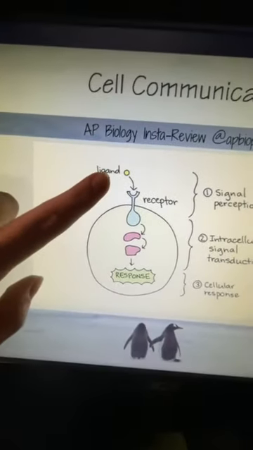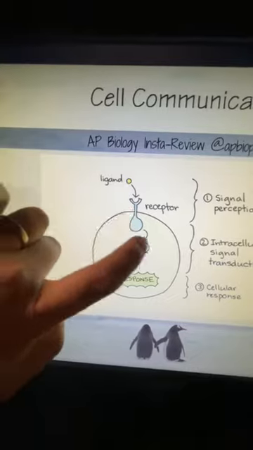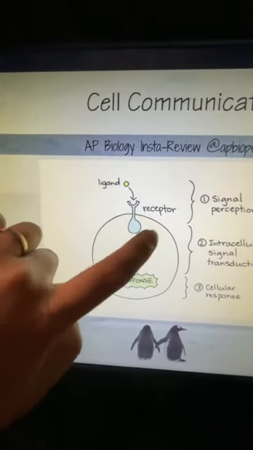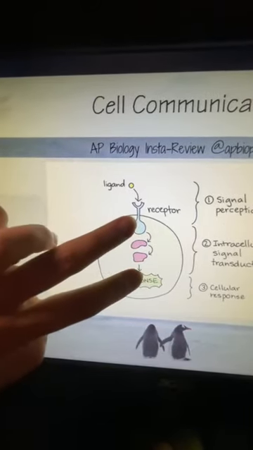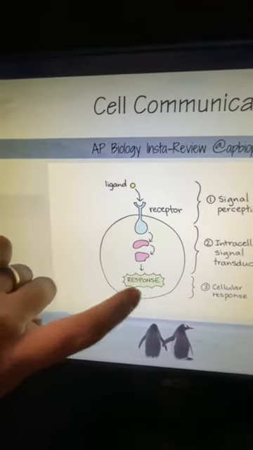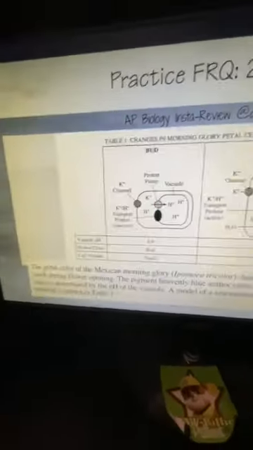Here's a picture of what we just talked about. We have a ligand that binds to the receptor, causing a conformational shape change. This right here is reception. Then we would go through this cascade right here. This is my transduction, and then our response is whatever happens because of that.